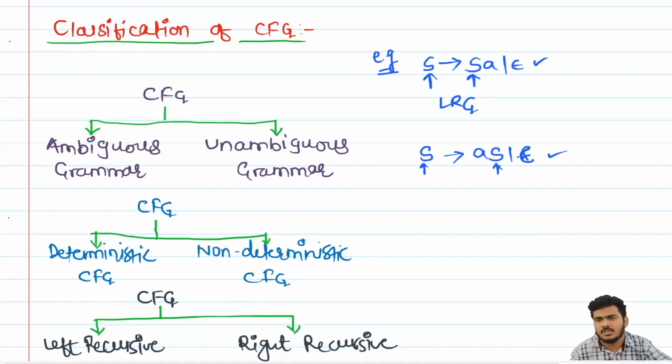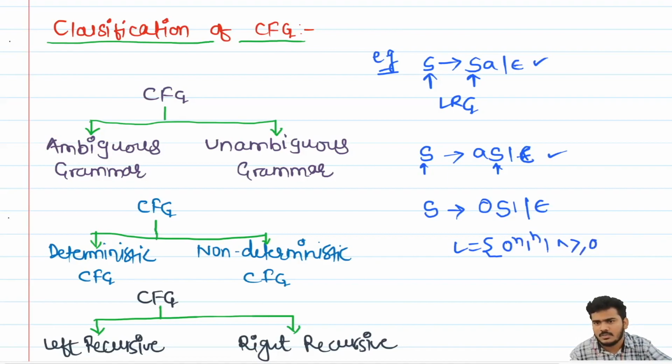Finally, the third type of recursion is general recursion. I can write an example for that so it will be clear. This is S produces 0 S 1 or epsilon. This is called general recursion, and it will also not create any problem. We have seen such an example. The language for this will be 0 to the power n, 1 to the power n, where n is greater than or equal to 0. Why are we calling it general recursion here? Because the variable present on the left hand side is also present on the right hand side. Understood. So this is all about the classification of CFG.